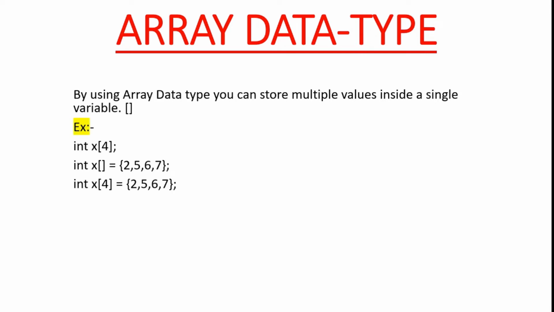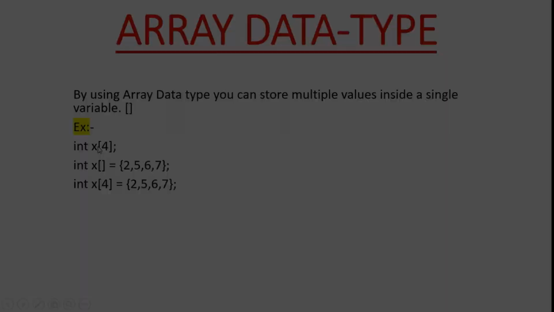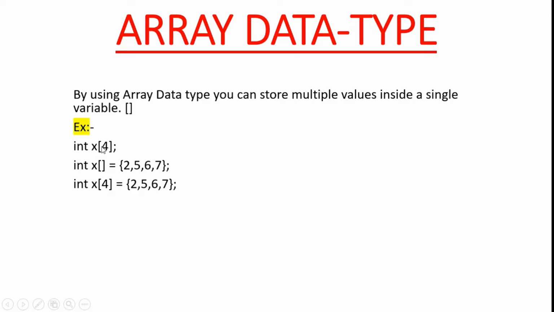Let's discuss some examples of the array data type. When you are going to use any array data type, you have to use an open square bracket and a close square bracket after the variable. So in my first example, you can see inside this square bracket I mentioned 4. What does it mean? It means 4 data can be stored inside this variable x. But on the right hand side, there is no value. So initially this variable x will store 4 values.